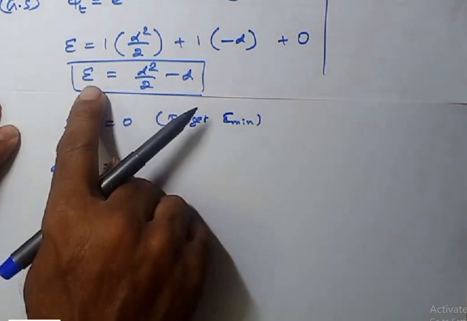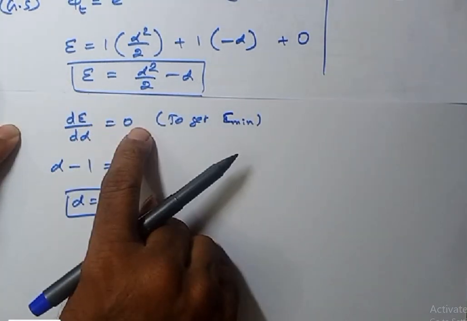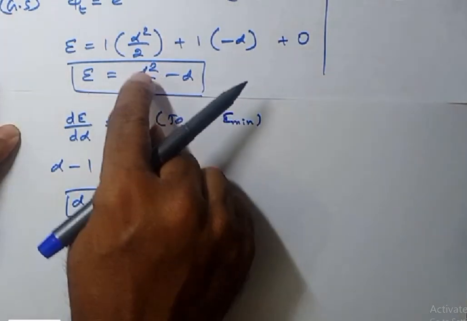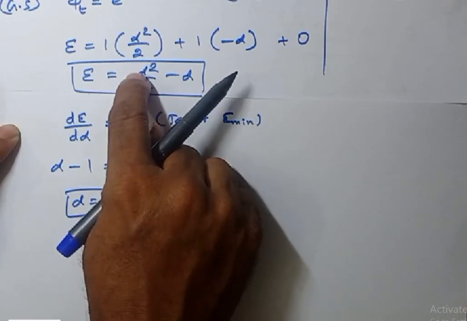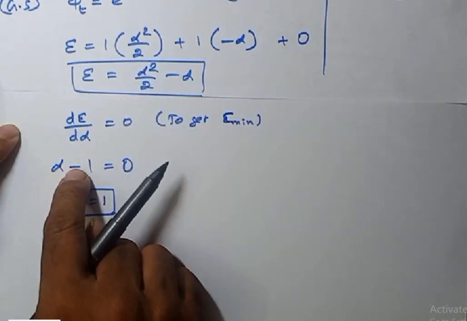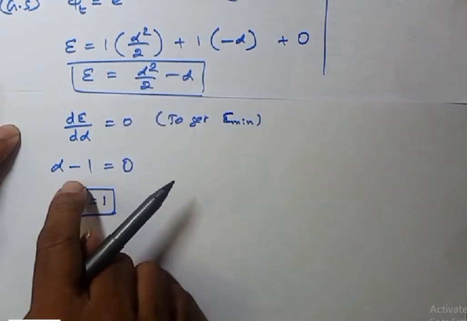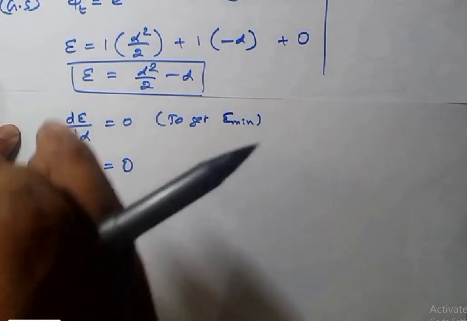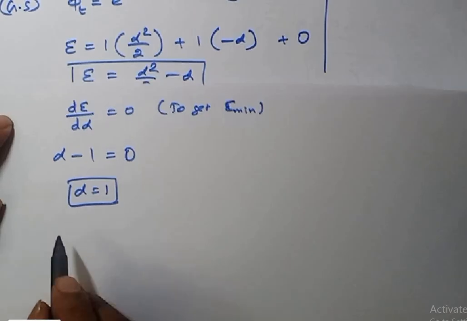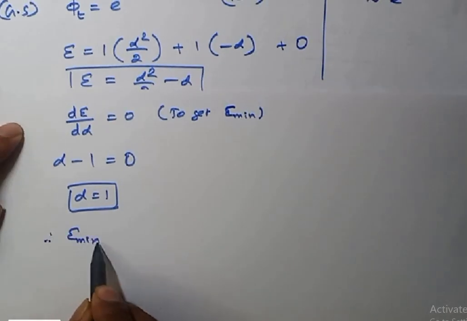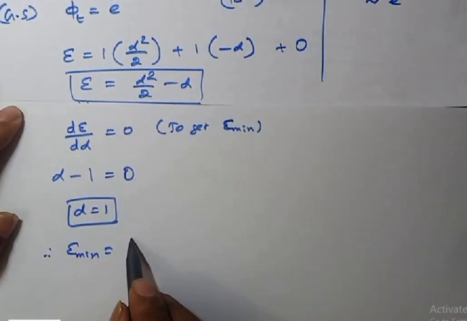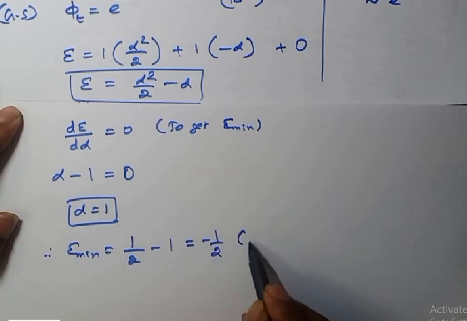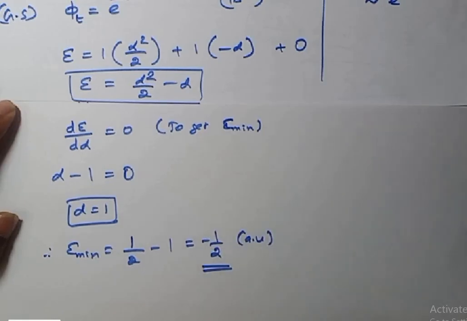See, differentiate this E with respect to alpha and put the value equal to 0 so that you will get the minimum possible energy. If you differentiate alpha square by 2, you get 2 alpha, the 2 cancels, and you get just alpha. Minus alpha, if you differentiate, you get minus 1. Alpha minus 1 equals 0, or alpha equals 1. So what does it indicate? When alpha is 1, you will get the minimum possible energy. Therefore, E minimum is equal to, in place of alpha you put 1, so 1 square by 2 minus 1. You get minus 1 by 2 atomic unit. We get energy in atomic units.